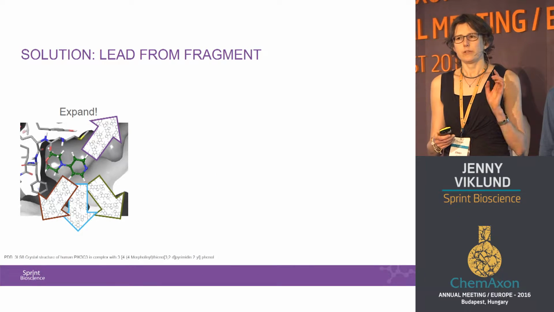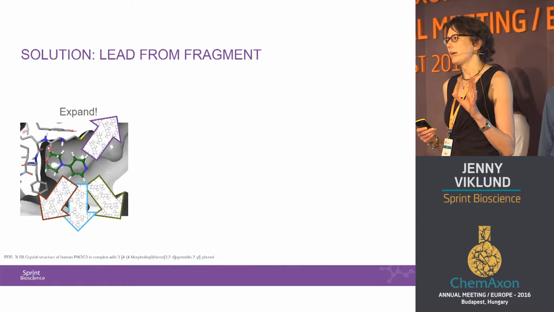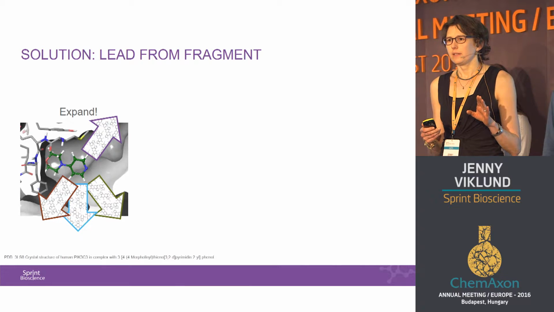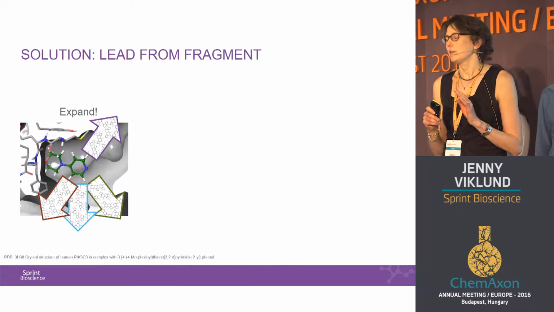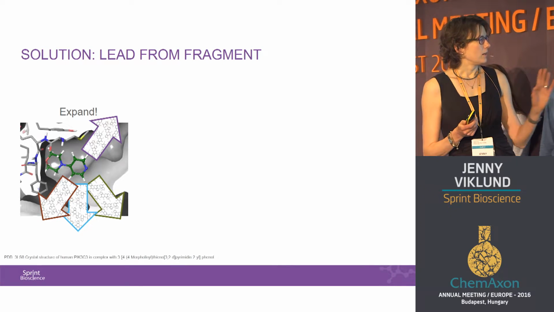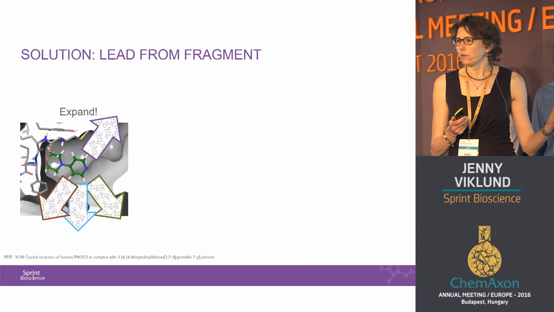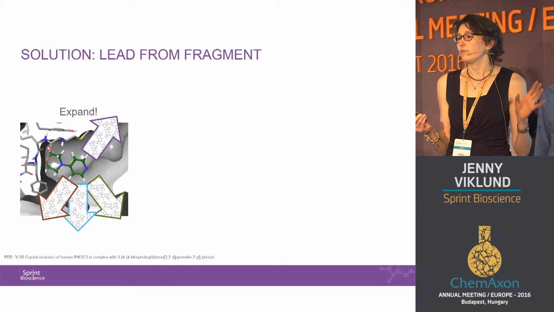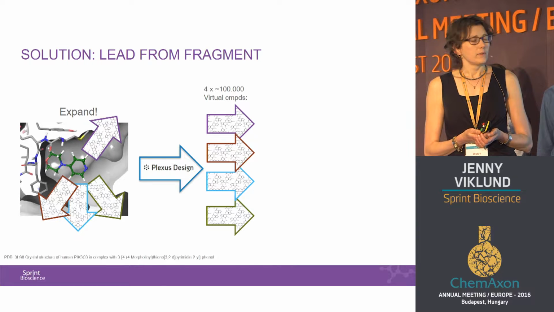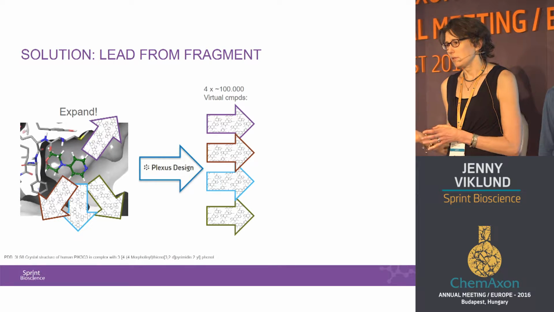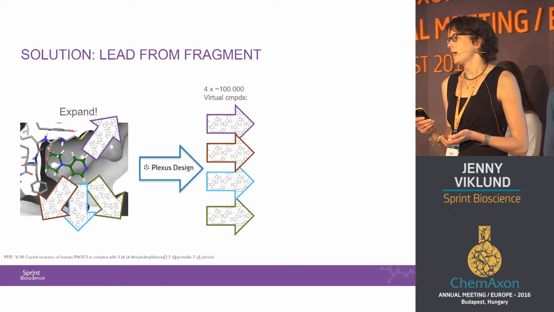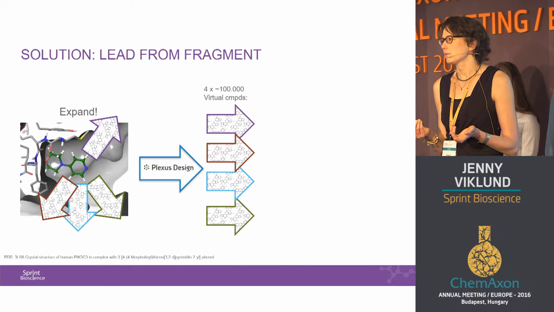And then the first thing is to decide where we want to expand this fragment. And that's a completely different story. So we will just tell you that we want to expand it in 4 different directions. Each direction is represented by an arrow, and 1 arrow means 1 virtual library. We can create this virtual library using Plexus, or I can use the Schrödinger enumeration tool. Usually, the virtual library contains about 100,000 compounds.